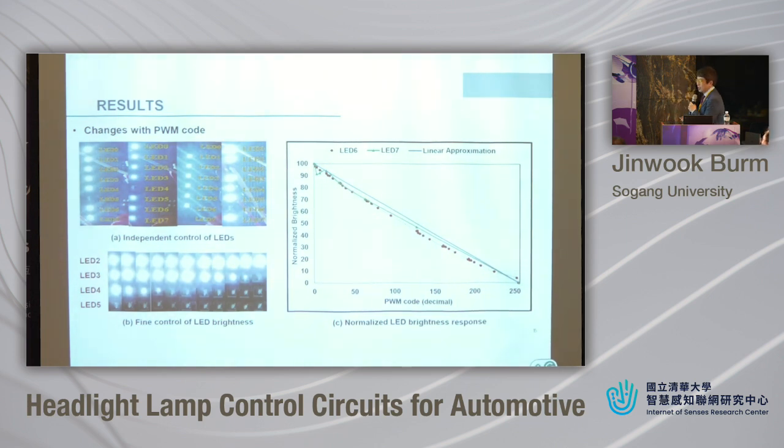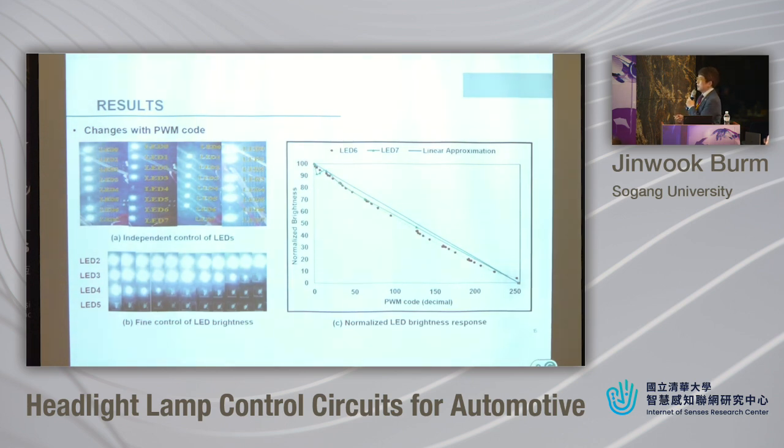This is the LED light measurement. We use the illuminator and measure the level of light intensity. But in this case, we measured a certain non-linearity happening in this area in LED 7. For the other cases, the monotonicity was maintained.